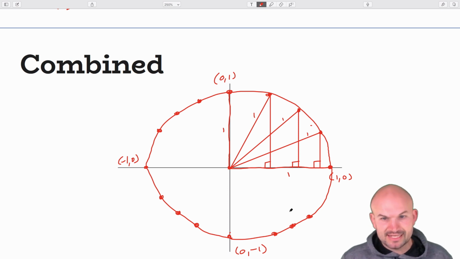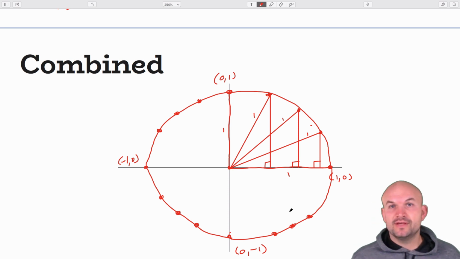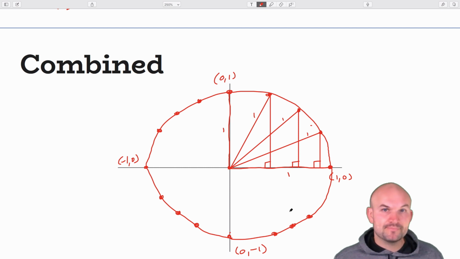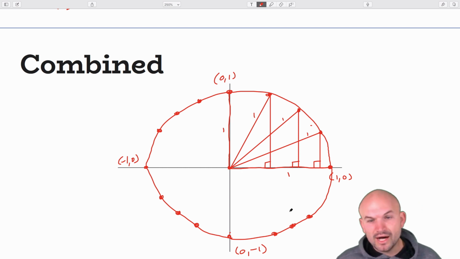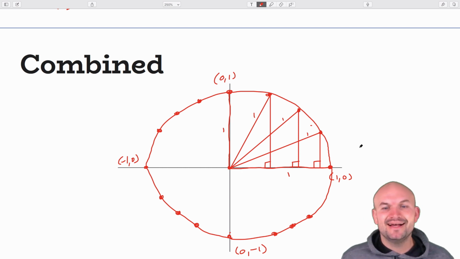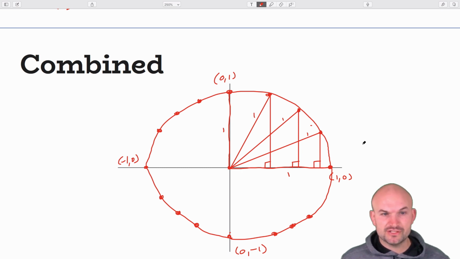So the radius of this circle is 1, and that is because we chose the triangles to have a hypotenuse of 1. If we had chosen the hypotenuse to be something else, then we could call it a something else triangle. But 1 is going to be our preferred number because it's going to make our life a little bit easier once we get into our trig functions, which you will see in a second.